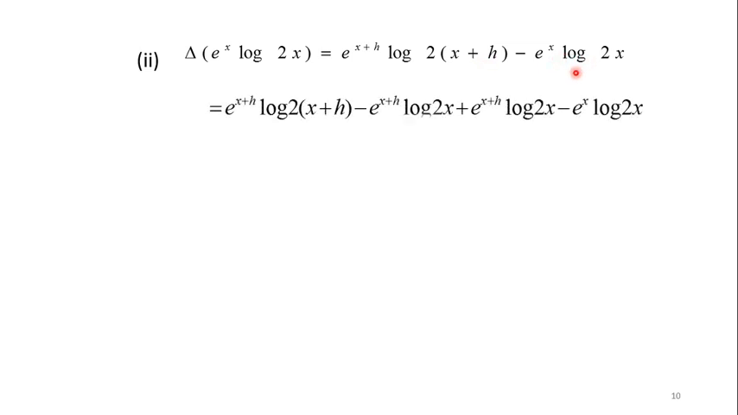Now concentrate on the second example similarly. The value of the function increased by h: where you have x, put x plus h everywhere. So e raised to x plus h log of 2 of x plus h, minus e raised to x log of 2x. Then e raised to x plus h log of 2(x plus h) is kept as it is. I am adding and subtracting this value so that we can write it in a symmetrical manner: e raised to x plus h log of 2x, plus and minus, e raised to x log of 2x.